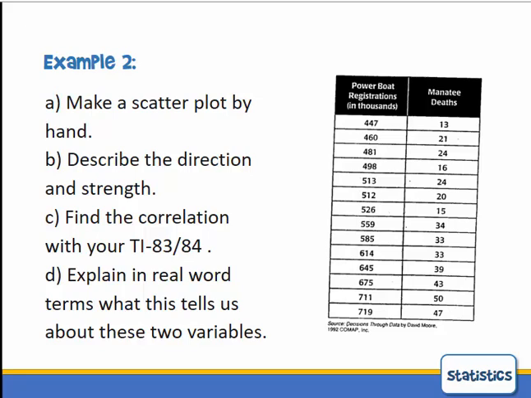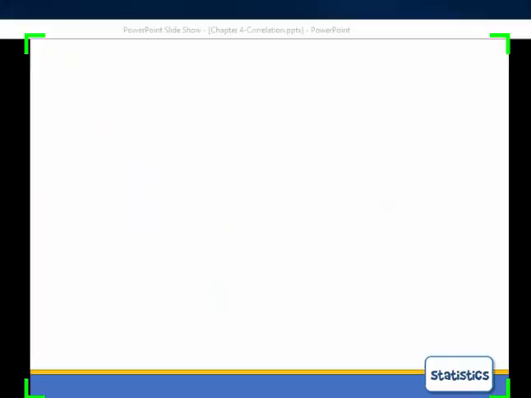Okay, let's try this example. We're going to make a scatter plot and then get the correlation, and I'm going to do all that with my Texas Instruments calculator, but it does say make the scatter plot by hand, and you would want to be prepared to be able to do that on an exam. So that might be a little challenging on the computer. Let's see what I can do.